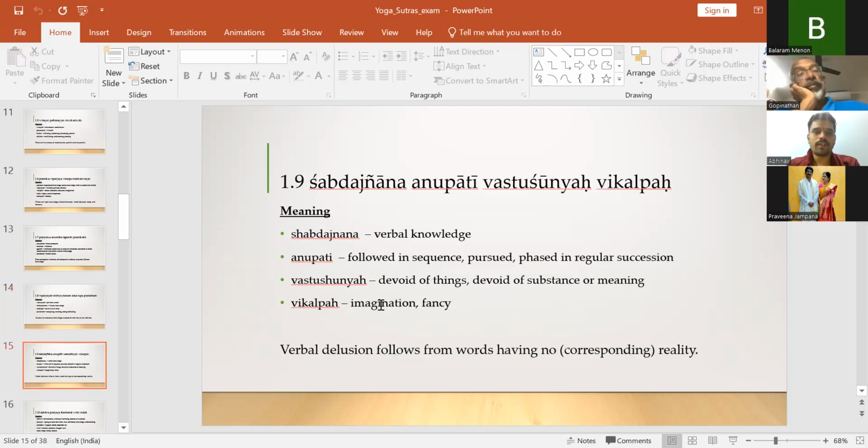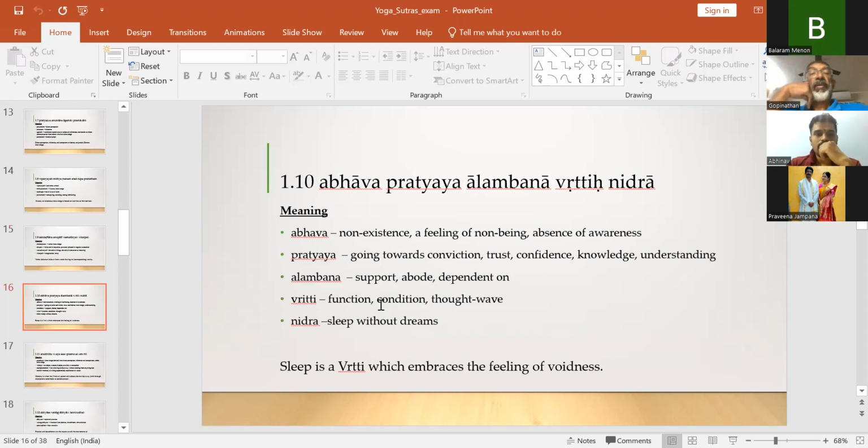What is that? Viparyaya. Shabda gnana anupati vastushunyo vikalpaha. It means we have the verbal knowledge, but the object is void. That is called vikalpa. For example, listening to some sound and imagining the object. The best example is from childhood: we listen that heaven will be so beautiful, everything. We have listened to it, but we have not seen it. That is vikalpa.